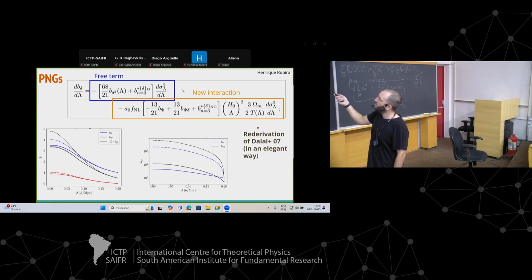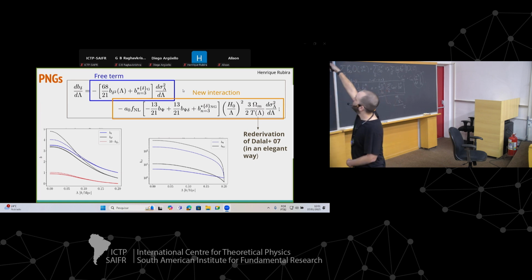Here are basically the same plots, but for the non-Gaussian bias parameters. You see B phi and B phi delta, which is the second order non-Gaussian parameter, and how they change for two different values of FNL. So you can also see the evolution of the FNL parameters. And this is a very nice derivation of the Dalal et al. result from 2007, because what you get here is exactly this 1 over k square that you have for the bias, for B phi.